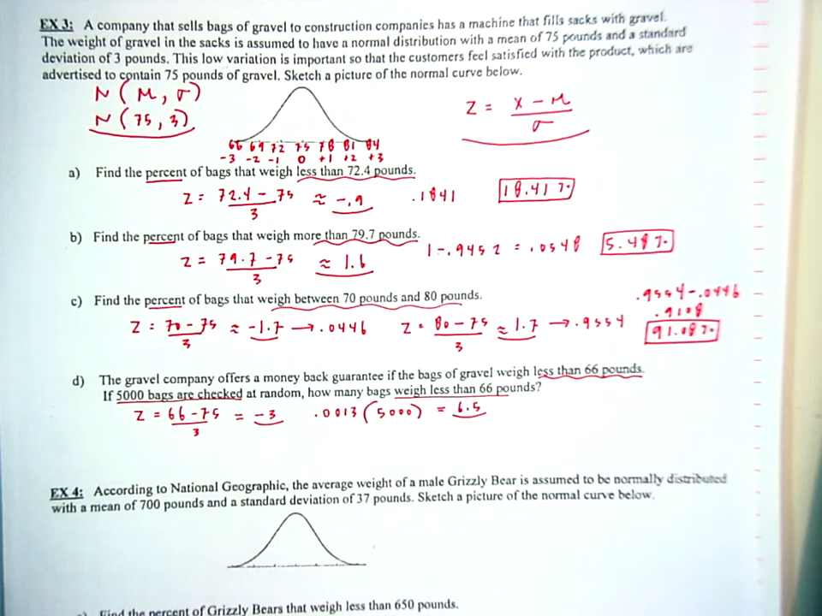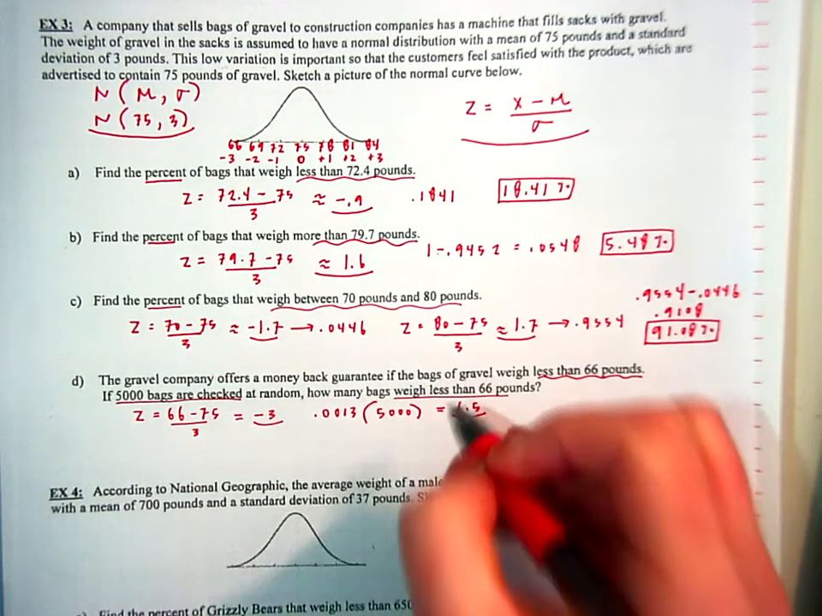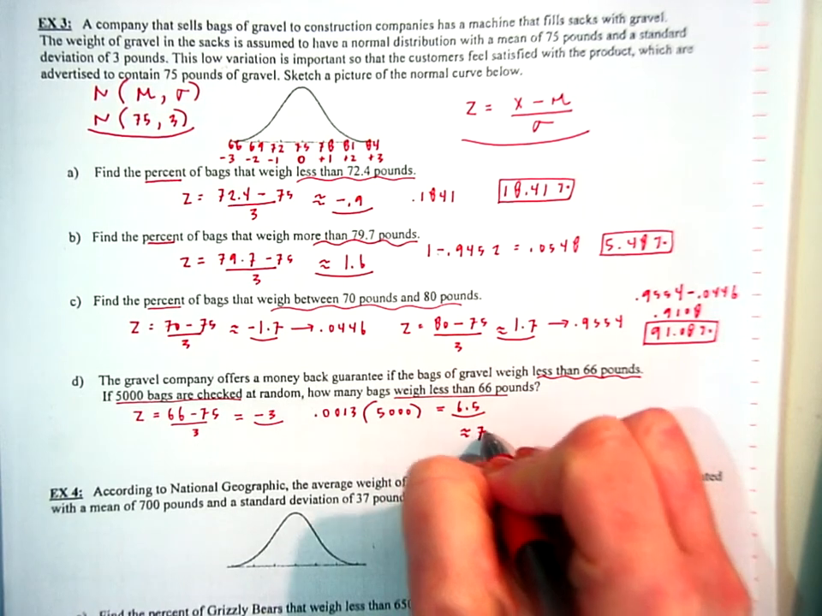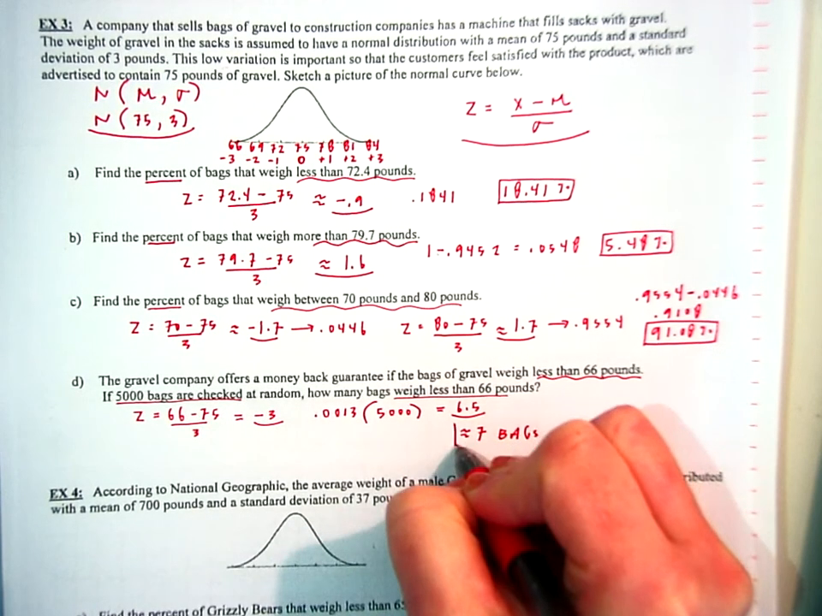I can't have a portion of a bag, so I'm just following our normal rounding rules. Since we have 6.5, we're going to round up and say it's approximately 7 bags that would have that money back guarantee.